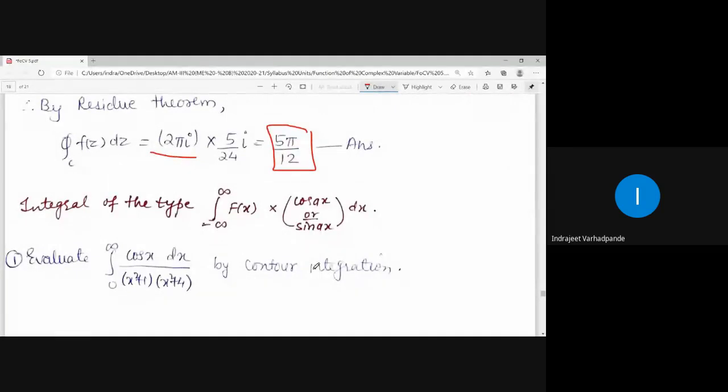Next, a subtype of this contour integration is the integral of the type. See, in contour integration around the semicircle, what was our f of x? f of x was a rational algebraic function phi of x upon psi of x, where what was the condition? Degree of numerator should be less than degree of denominator at least by 2. But the other type of this semicircular contour integral will be minus infinity to infinity f of x dx, multiplied by either cos ax or sin ax.